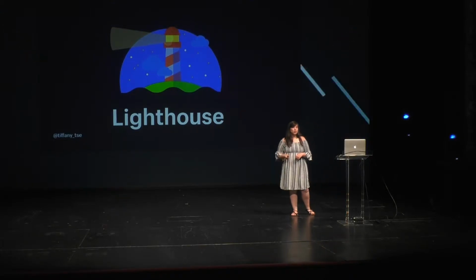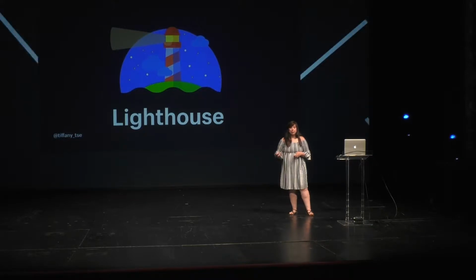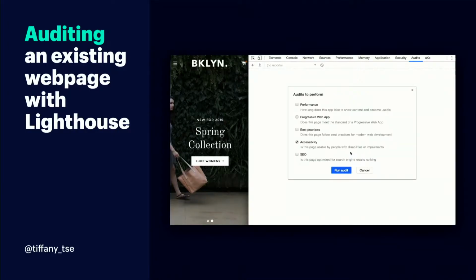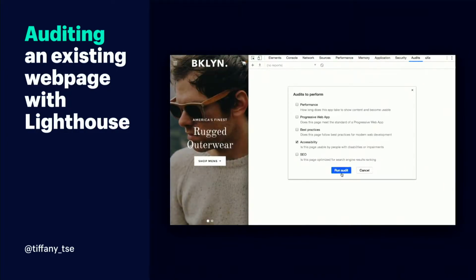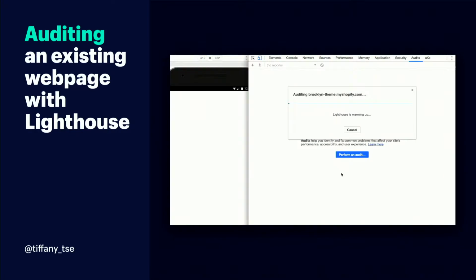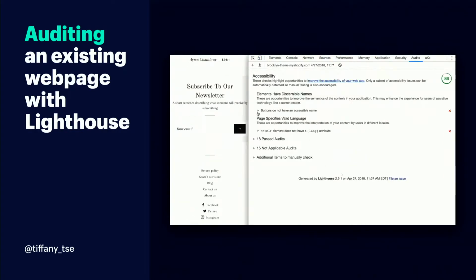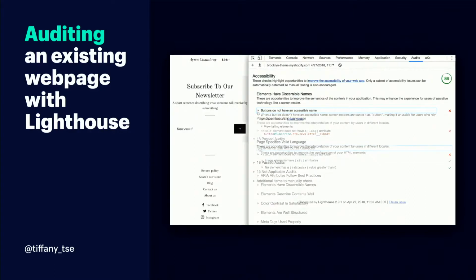Lighthouse is an open source automated tool for improving the quality of web pages. It has audits for performance, accessibility, progressive web apps, and more. It's built by Google, and you can find it in the Chrome DevTools panel under the Audits tab. Here, you can check off what it is that you want to include in the audit. In our case, we want to audit for accessibility. And after a couple seconds, it'll return to you a detailed report.